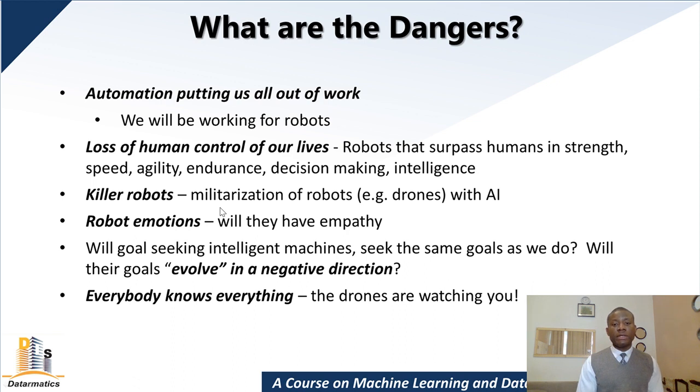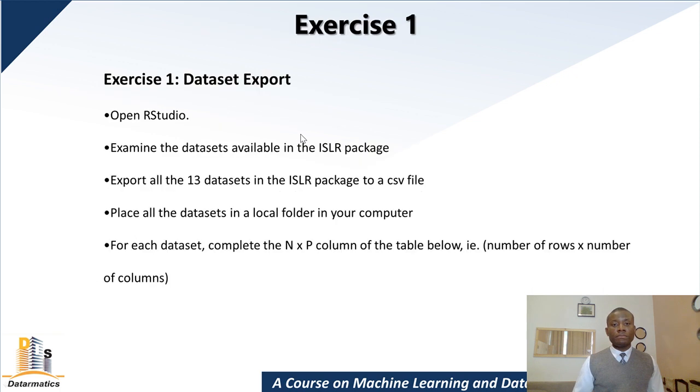Robot emotions, will they have empathy? Well, no. For now, they don't. So they don't exhibit any emotions. They just do things in one direction. And we also have, will their goals evolve in a negative direction? Everybody knows everything. So when there is knowledge everywhere, how do you control which information gets to the right person and who has access to which information? So these are some of the dangers of AI that we are concerned about.